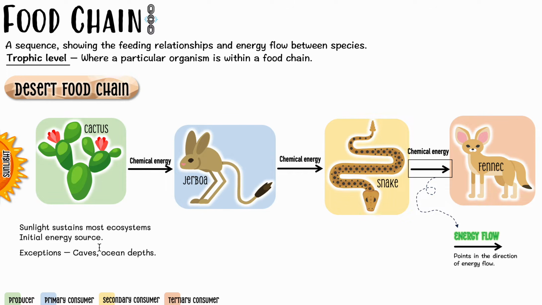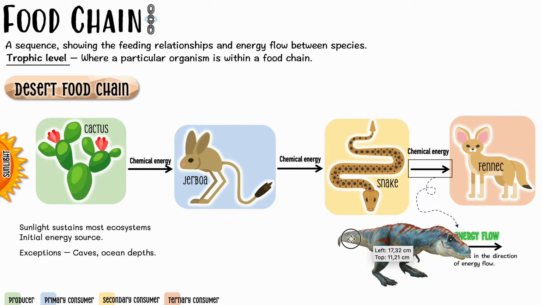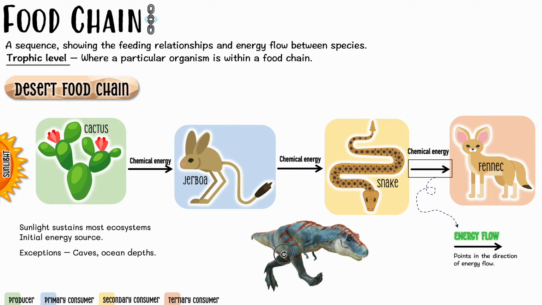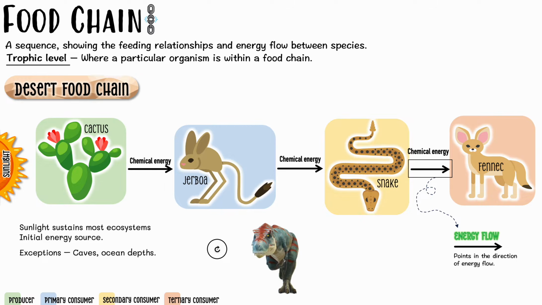Now, obviously those are exceptions. So 99.9% of food chains are sustained by sunlight. Now, I want to emphasize how important sunlight is using a little example of a dinosaur. You know, our dinosaurs, I find this pretty cool, it's running right at you right now.